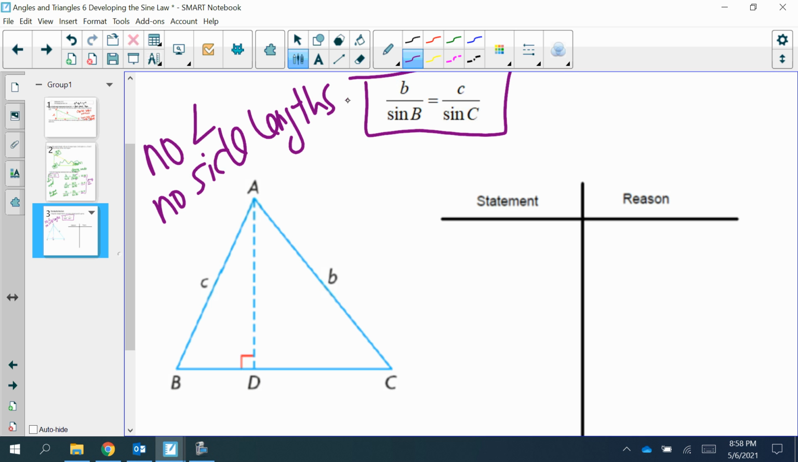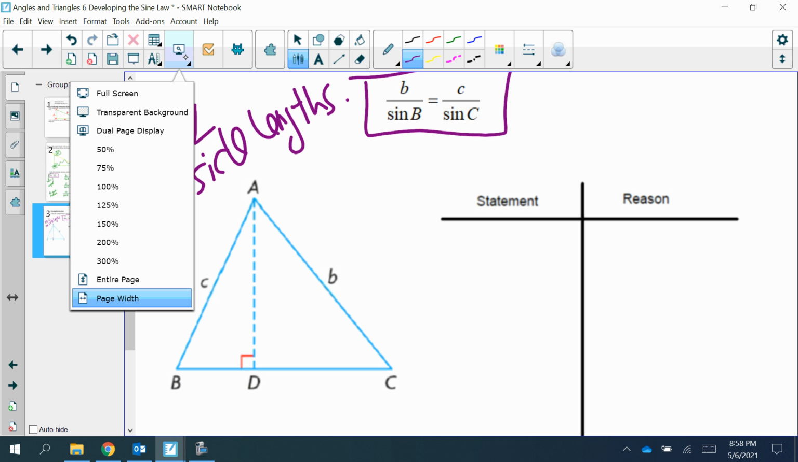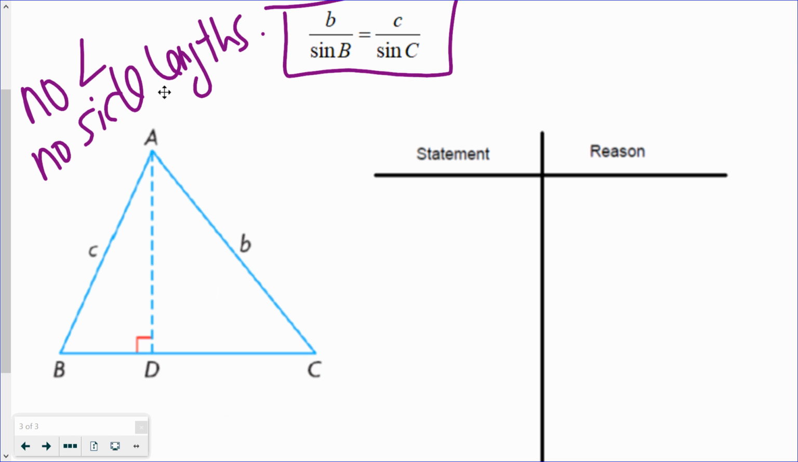So we're proving that it's true no matter what. Our little two-column proof, I don't know if I'll be able to write small enough in here, but we'll do our best. So we see that we're really not given much information in this, right?